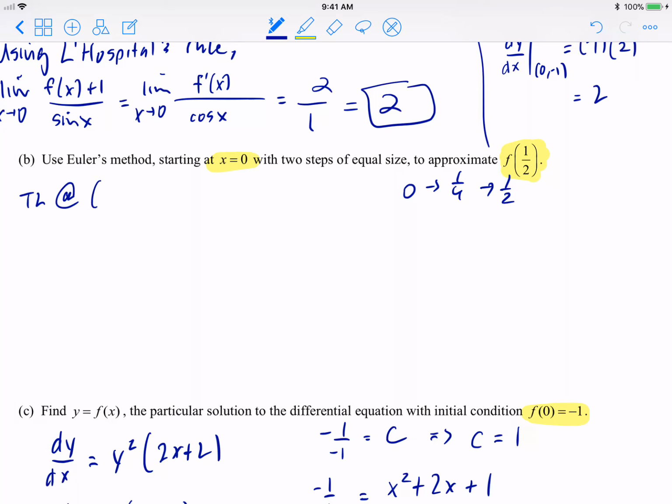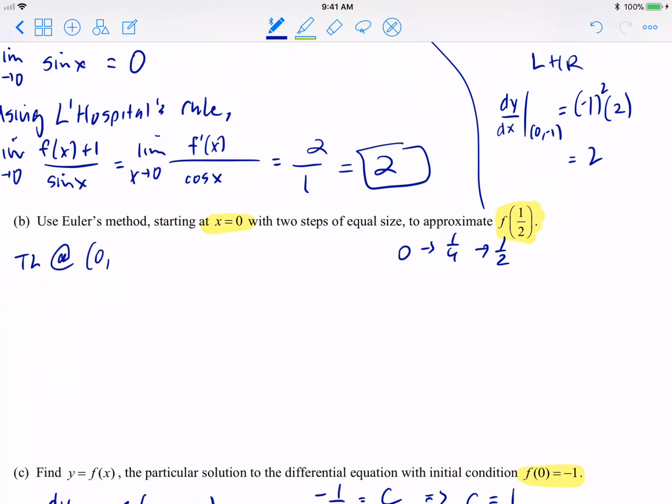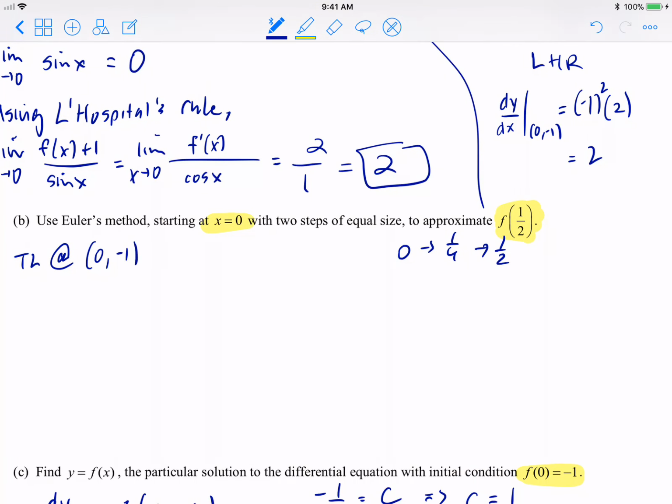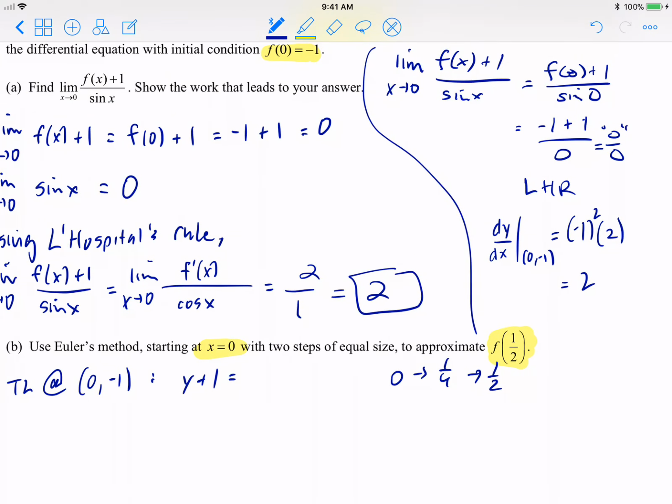Okay, so the first thing that we're going to do is create our tangent line at our point 0, and let's go back up here and see what our initial condition was. It was negative 1. So we're going to make a tangent line at (0, -1). Okay, well that's going to be y plus 1 is equal to our slope. Well, we already calculated our slope at (0, -1). That was back up here.